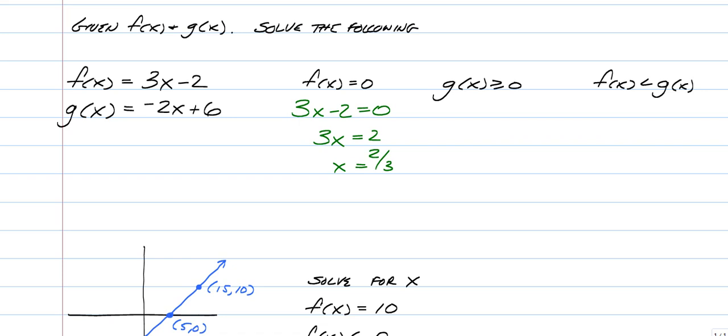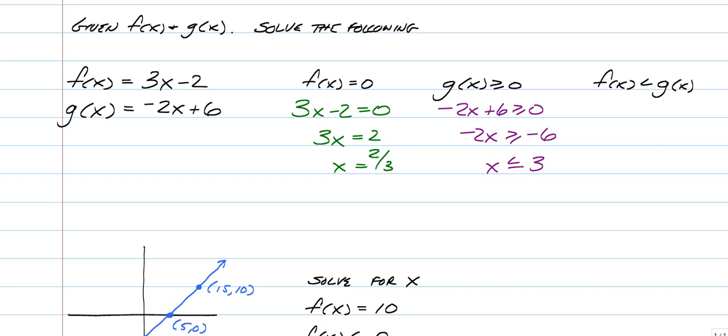So if g(x) is greater than or equal to 0, all you do is -2x + 6 is greater than or equal to 0. Subtract your 6 from both sides. -2x is greater than or equal to -6. Divide both sides by a negative 2, and you get x is less than or equal to 3. You might have forgotten that whenever you divide by a negative with inequalities, you have to change the direction of the sign. But if you remembered, good for you.